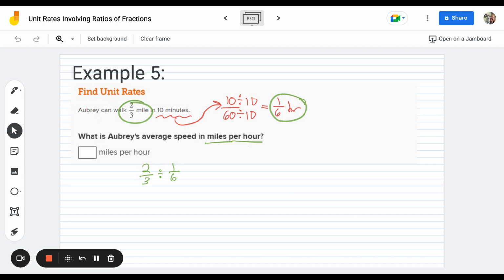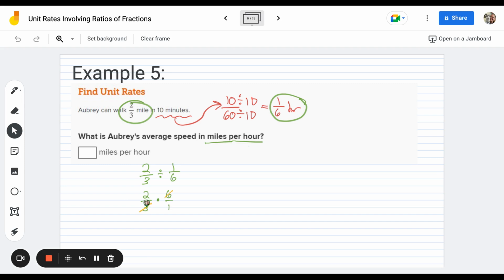So just like before, we're going to keep change flip. So keep the first fraction. We're going to change the division to multiplication, change the second fraction to its reciprocal. This one's super nice because we can do some cross canceling, which I love. So the 3 and the 6 have a common factor of 3, so they can both be divided by 3, which helps us to, again, just simplify the problem earlier rather than saving the simplifying for the end. As I mentioned before, if you want to multiply across the top and multiply across the bottom and then simplify at the end, you are more than welcome to, but I like to simplify earlier if possible by cross canceling. So 3 and 6, again, common factor of 3.